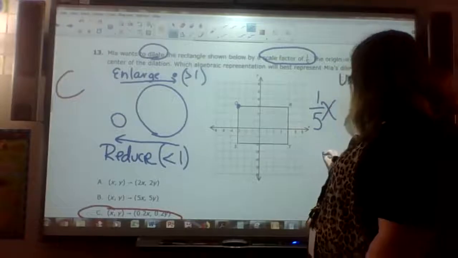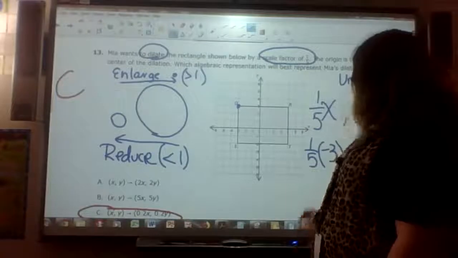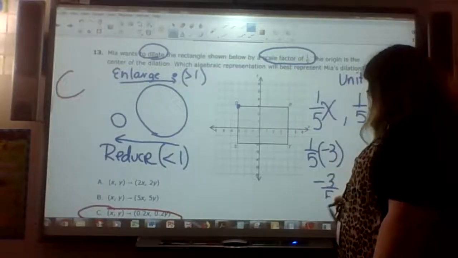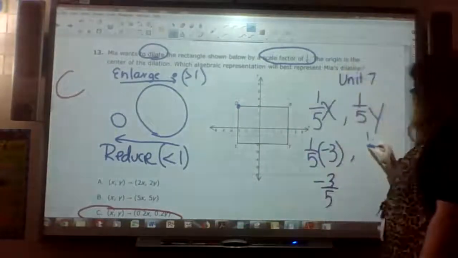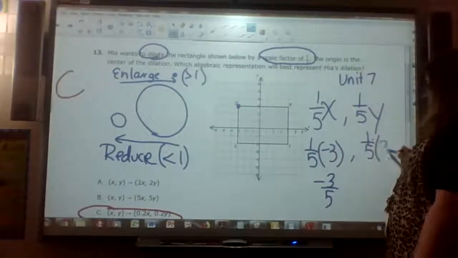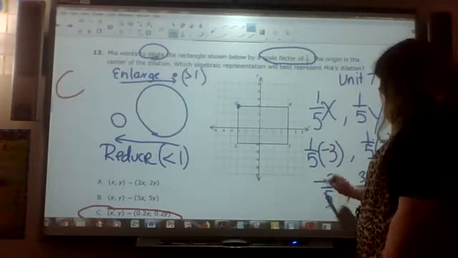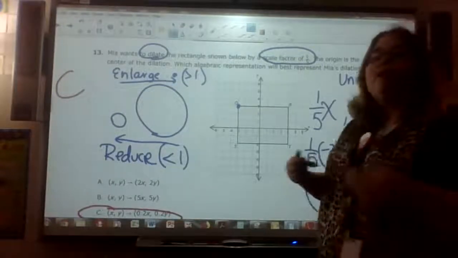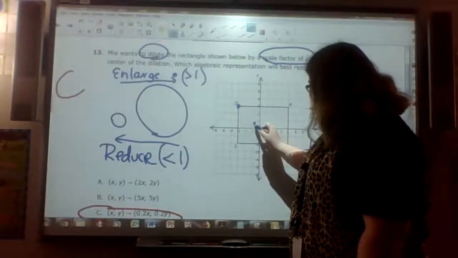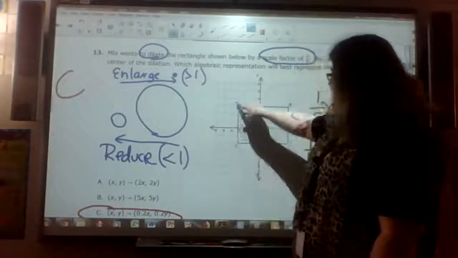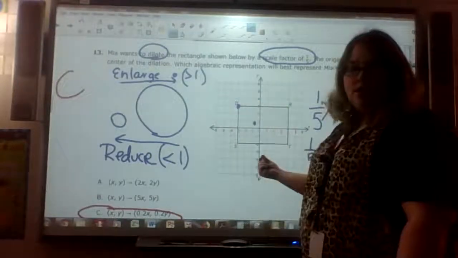-3, well, -3 times 1/5 is going to be -3/5. This point is also +3. That means I'm taking my 1/5 and multiplying by +3, which would be +3/5. That would be my new point on my shape. So it'd be about right here. So instead of it being out here in the big shape, it's going to be on a very small shape because I'm actually going smaller.